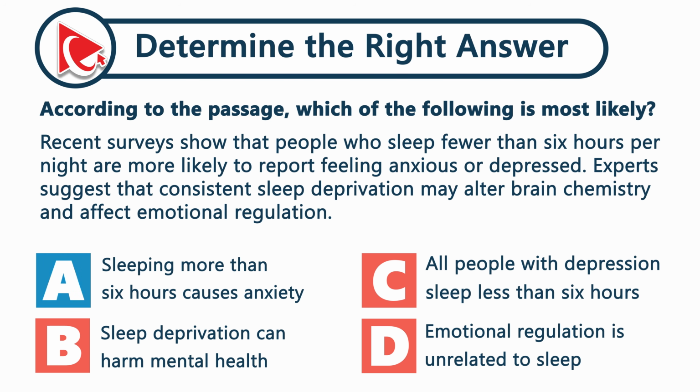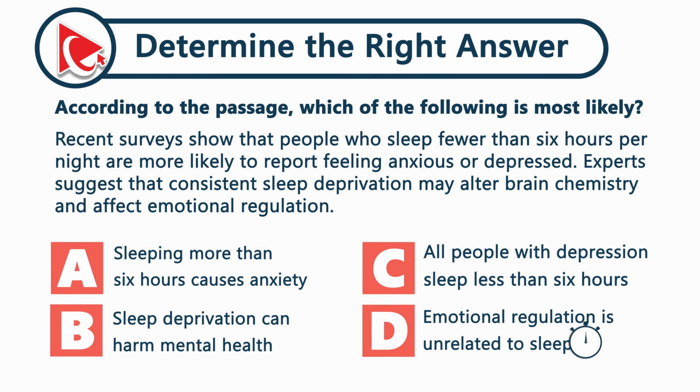A. Sleeping more than 6 hours causes anxiety. B. Sleep deprivation can harm mental health. C. All people with depression sleep less than 6 hours. Or D. Emotional regulation is unrelated to sleep. Can you try to solve it on your own?